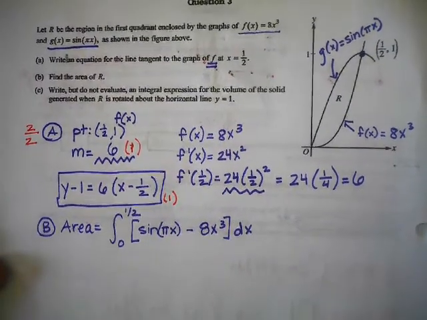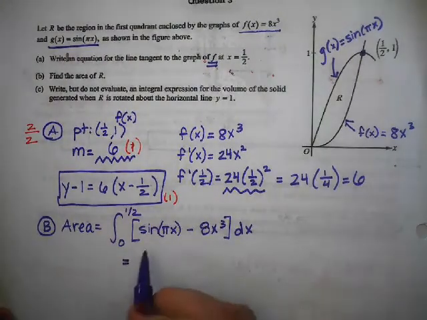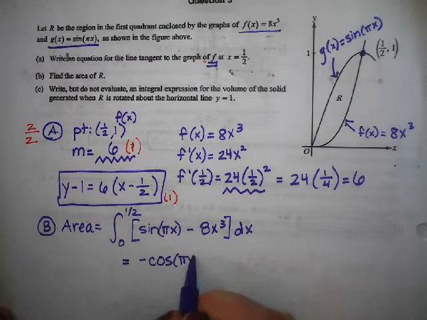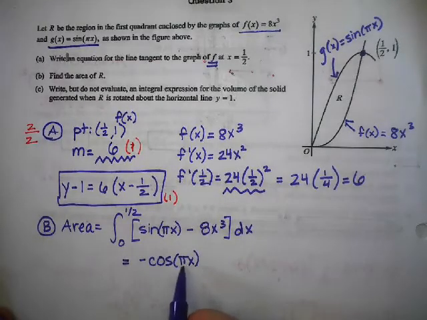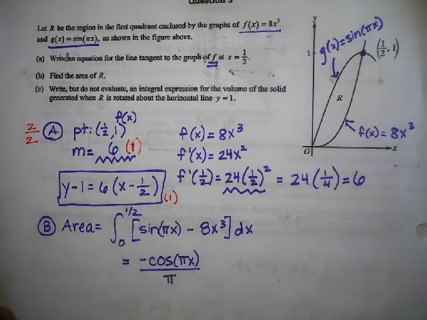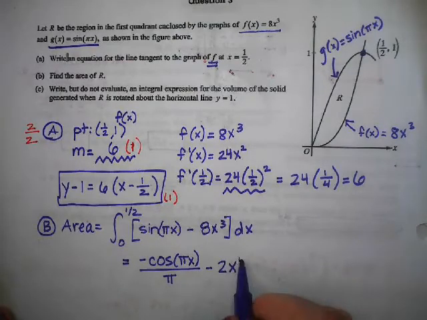Now we don't get to use our calculator, so I actually have to integrate this by hand. The antiderivative of sine is always negative cosine pi x, and then I do the inverse chain rule. The derivative of pi x is pi, so I'm going to divide by pi. Minus the antiderivative of 8x cubed, which is 8x to the 4th over 4. So 2x to the 4th.